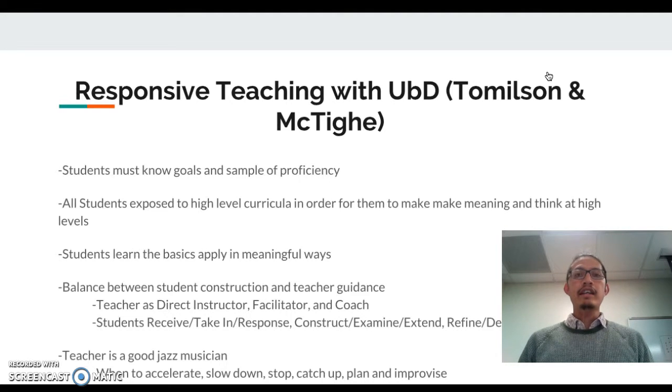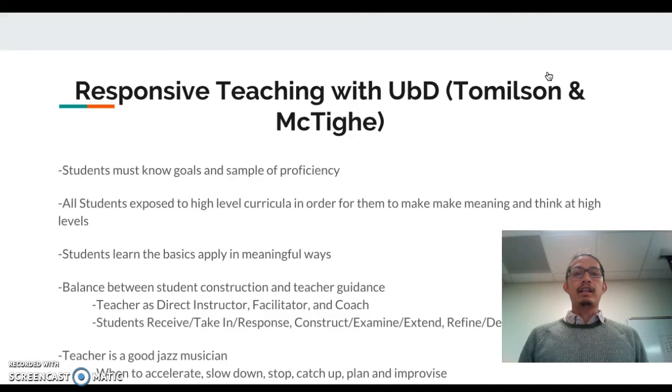And again, for differentiating the type of readings that must be done in math and the type of academic language on those readings, students must know the goal, and they should have a sample of what proficiency looks like. All students should be exposed to the curriculum in order for them to make meaning and think at high levels. Again, the struggling students should not be left with just rote memorization. Students need to learn the basics and apply them in meaningful ways. And then there is this balance between student construction and teacher guidance. Teachers are direct instructors, we are the facilitators, and we are the coach. And students need to take the role of receiving, taking in, responding, constructing, examining, extending, refining, and deepening the understanding of the topics that we are touching in math.